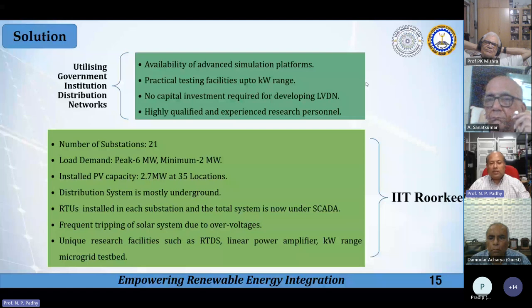Frequent tripping of the solar system due to overvoltage has been experienced in this campus, because the scenario of PV integration to different systems and different load conditions will behave differently. So we need to repeat this exercise before taking a serious attempt to invest in storage in any academic campus.